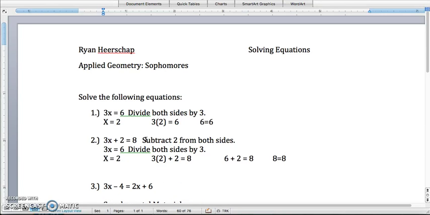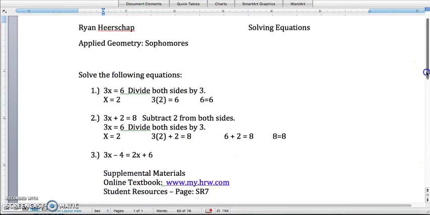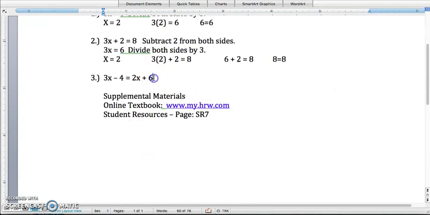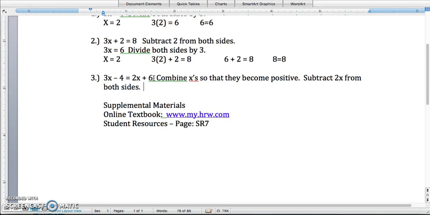For our last problem, we have 3x minus 4 equals 2x plus 6. In this problem, we call this a multi-step problem because there are x's on both sides of the equal sign. We have the 3x on the left, the 2x on the right. The trick here is to combine x's so that they become positive. What I mean by that is if we take the 2x from the right and move it to the left, the x's would stay positive, so that's what we're going to do. The next step is we're going to subtract 2x from both sides and see how that ends up.